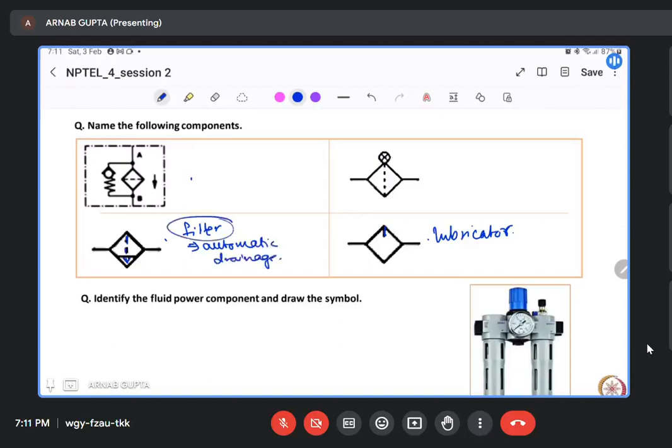In a filter, there will be some dirt or liquid accumulating at the bottom section that needs to be drained out. That can take place either automatically or manually. So this symbol means it is automatically drained out. This is also a filter. And what is the difference between this filter and this filter? What is the difference between this and this filter?